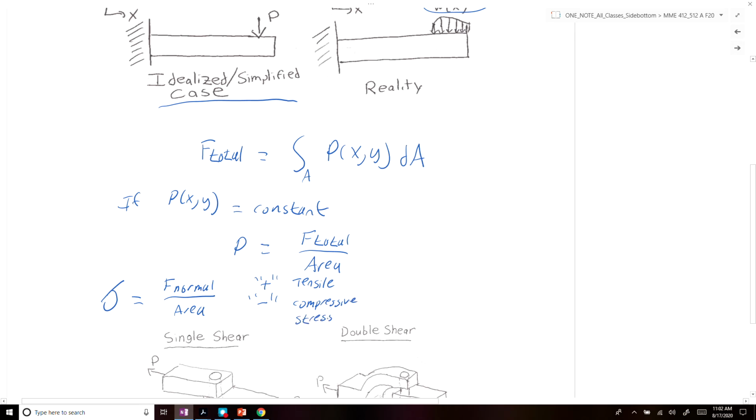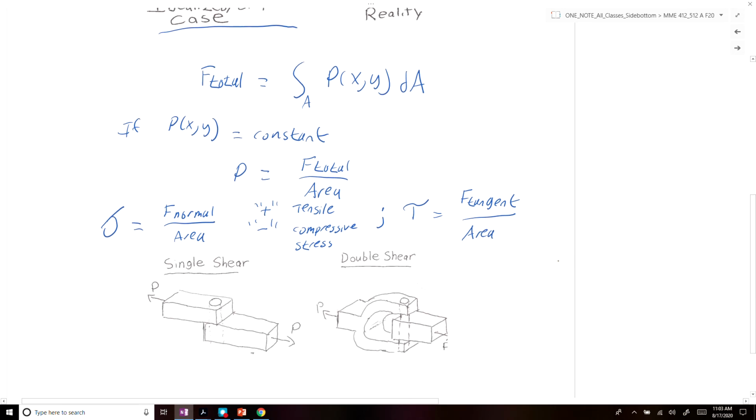The second type of stress that we talked about is when, instead of having a normal force, you have a force that's tangent to the area, and this is called a shear stress. Shear stresses can be positive and negative as well. However, it's not as critical as with normal stresses to know if they're positive or negative. It doesn't affect the failure criteria in the same way. Anyhow, that's getting ahead of ourselves here.